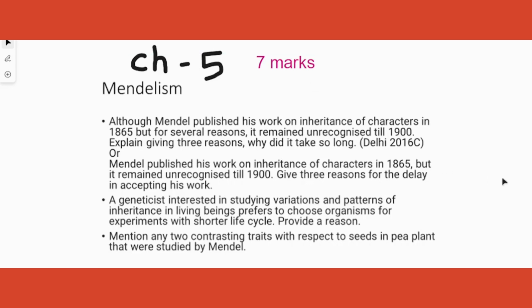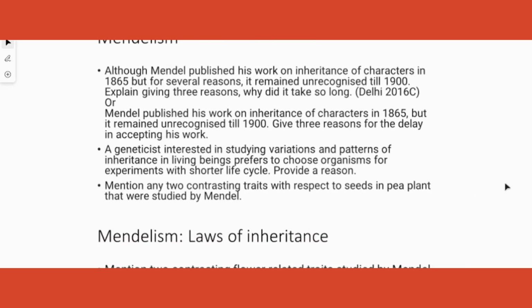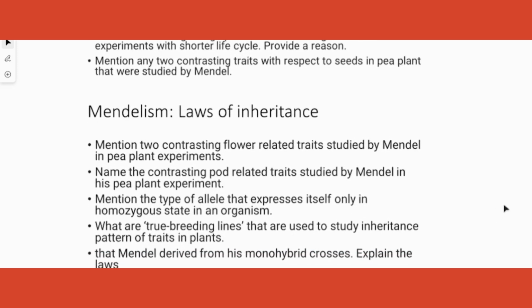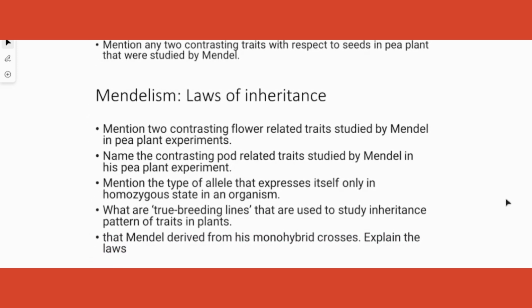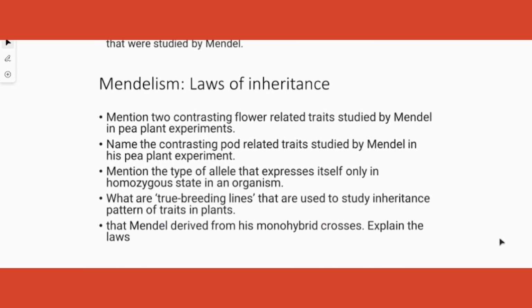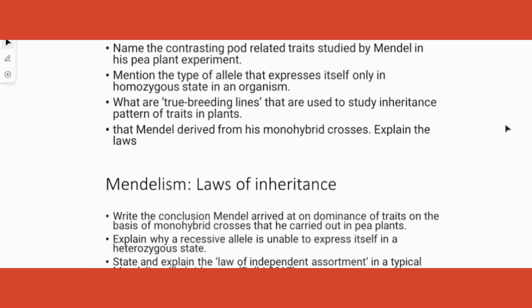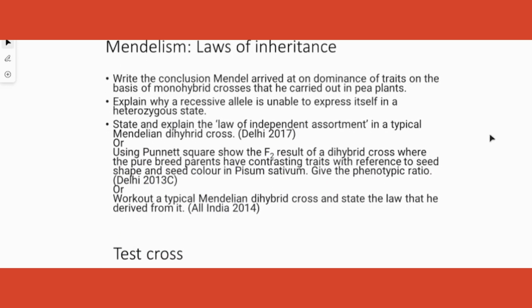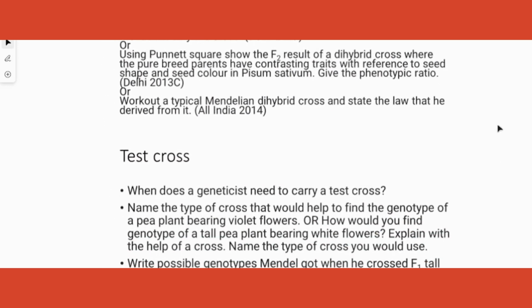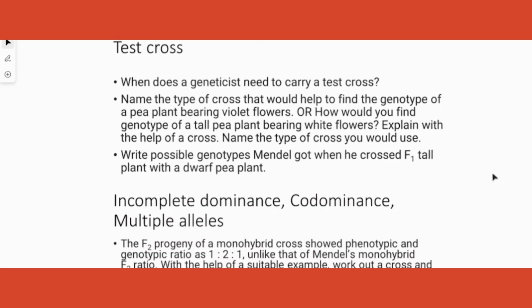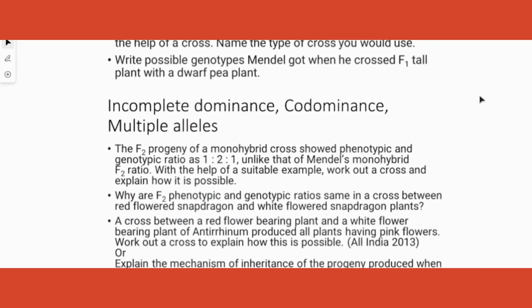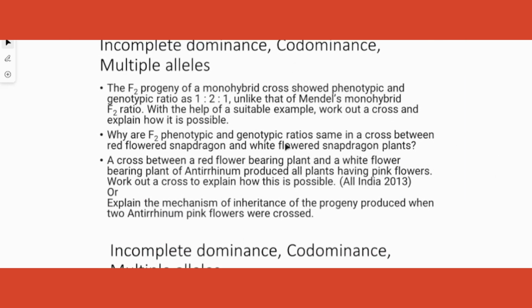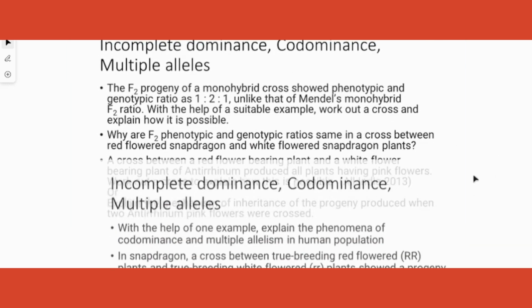Chapter 5 I have divided in such a way that each concept is separate. Which concepts you want to study and which you don't is up to you. But please don't leave the entire chapter, because this is of high significance for getting good marks. So continuing, test cross, complete and incomplete dominance, multiple alleles, a lot of questions can come. This could be one of the most probable parts from which they can ask.